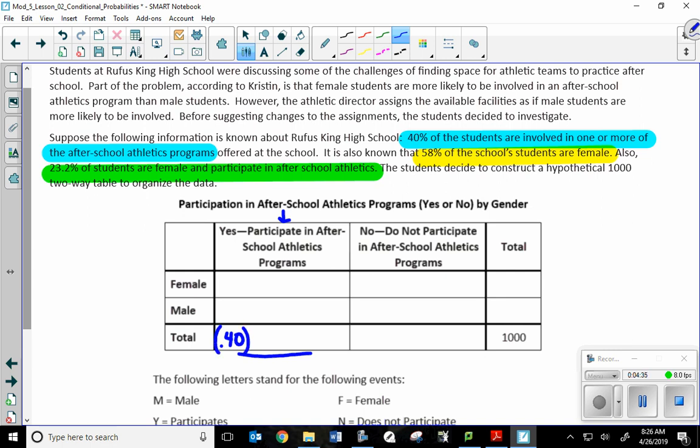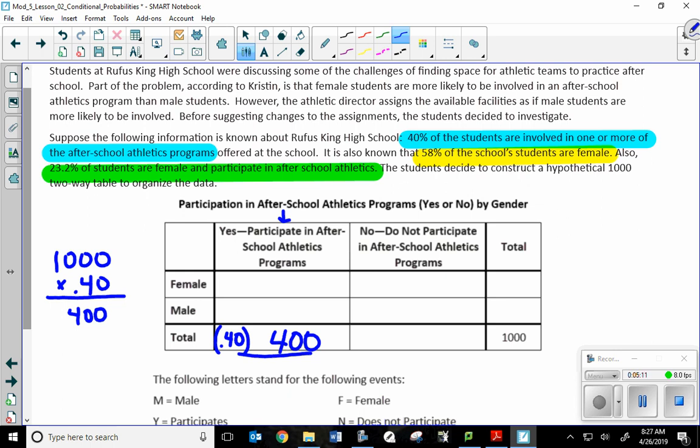It's 40%. However, what's the quantity that would go there? Well, out of my 1,000 students, I have 40% of them. So I just multiply them. I get 400. All right, 400. So this quantity, even though it's 40% or its probability is 0.40, out of my 1,000, that 40% represents 400 of them. And we're going to take the rest of what we have, the other 2 percentages, and fill them out. And that's going to allow us to fill out the whole entire table.